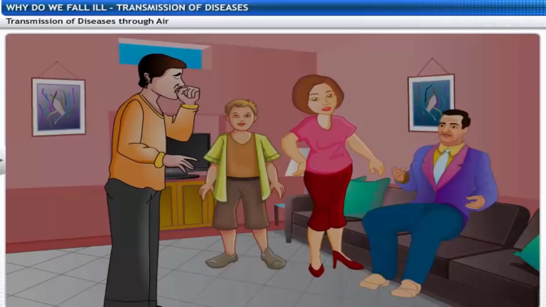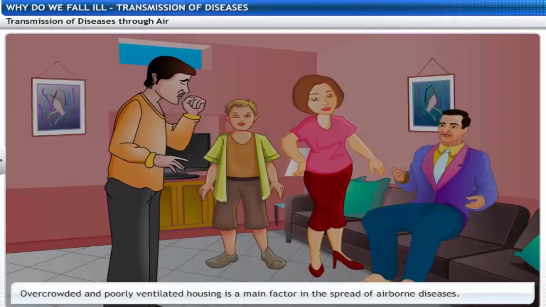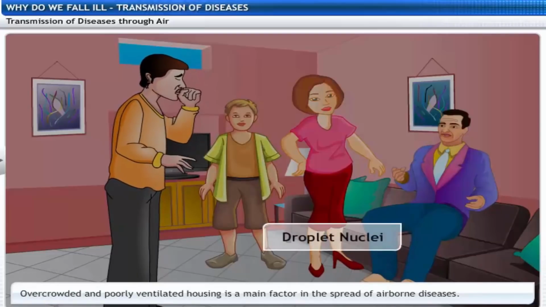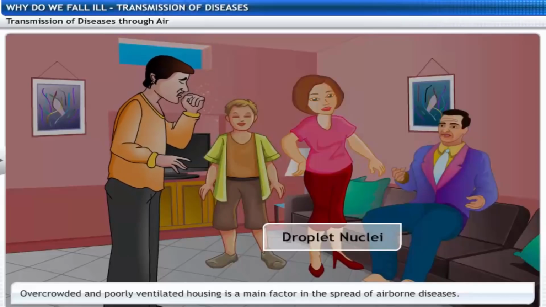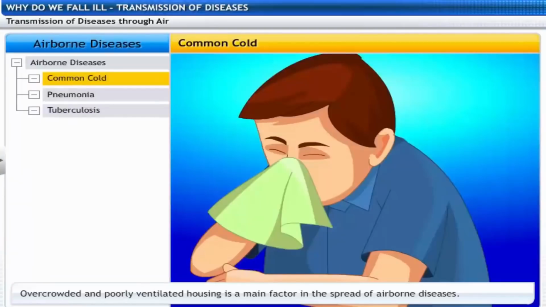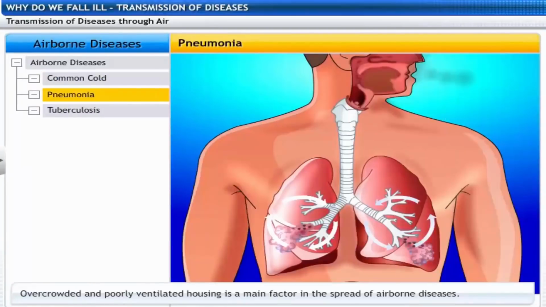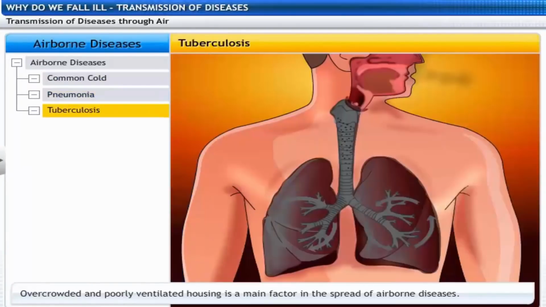The chances of getting infected by airborne diseases depend on how close we are to the infected person. In closed areas, the droplet nuclei recirculate and pose a risk to all. Overcrowded and poorly ventilated housing is a main factor in the spread of airborne diseases like common cold, pneumonia, and tuberculosis.